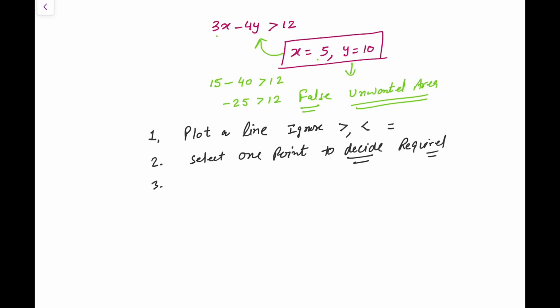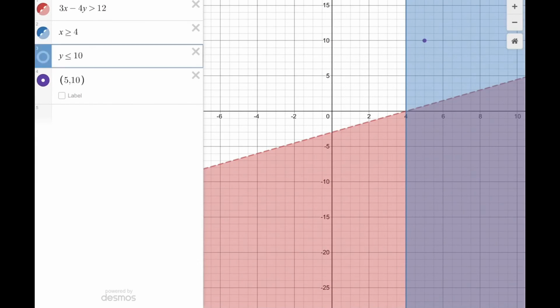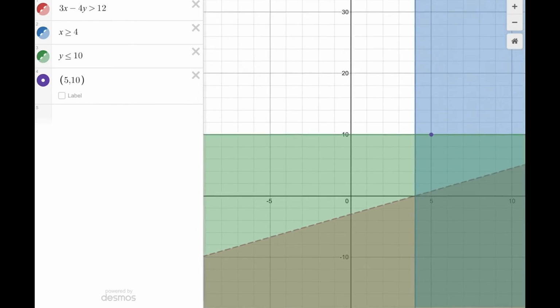If it satisfies the inequality, it is in the required area. Third, we can shade. But remember, shade according to the question. If the question says shade the unwanted area, you should do the opposite. Generally in graphing software, the shaded area is the required area.